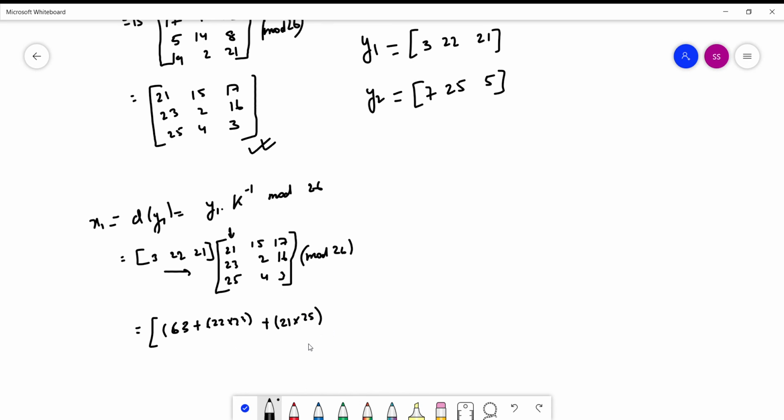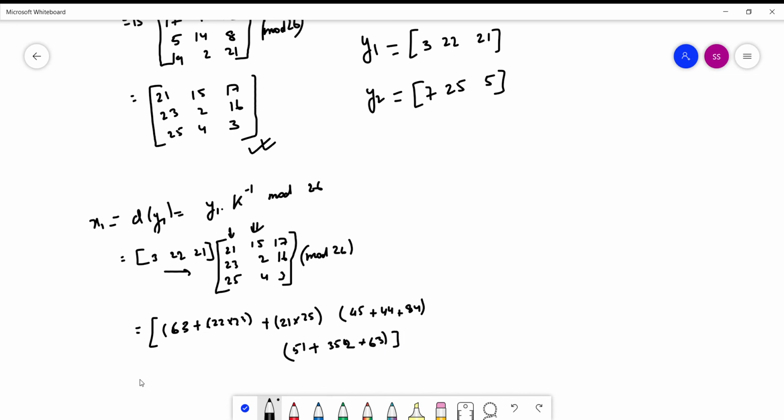Now the second term is this row into this column. So 3 into 15 is 45, plus 22 into 2 is 44, plus 21 into 4 is 84. And my third term is 3 into 17 is 51, plus 16 into 22, so that will be 352 I guess, and 21 into 3, that is 63.